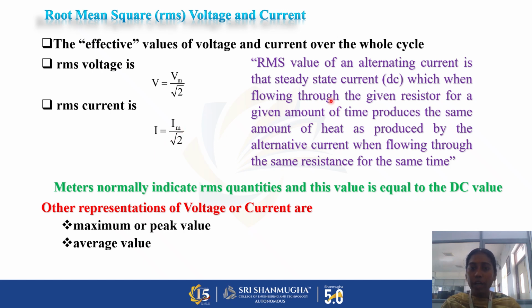So what is RMS, first of all? The RMS value of an alternating current is the steady state current, that is DC current, which when flowing through a given resistor for a given amount of time produces the same amount of heat as produced by the alternating current when flowing through the same resistance for the same time. Meters normally indicate RMS quantities, and this is equal to the DC value. Other representations of voltage and current are the maximum or peak value and the average value.